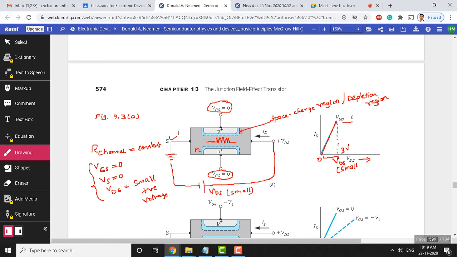This is the first case you can see here: when the gate source voltage is 0, source voltage 0, and small drain source voltage, the channel resistance remains constant throughout. So for a small VDS, as VDS is varied, current also increases. This follows Ohm's law, as an increase in voltage corresponds to an increase in the current. That is what is illustrated here.